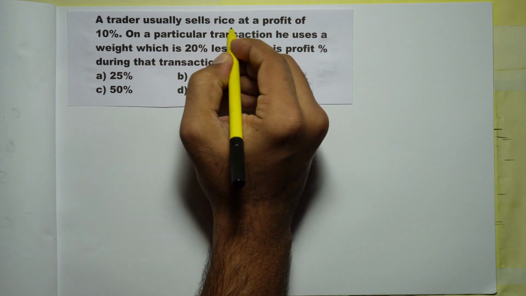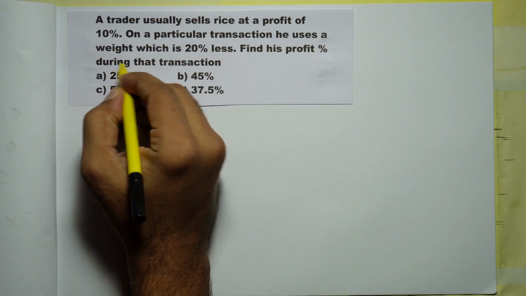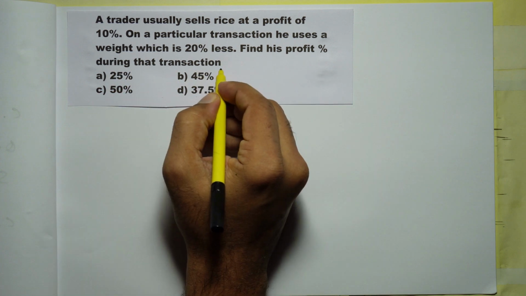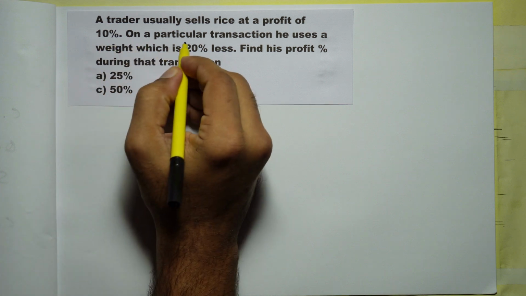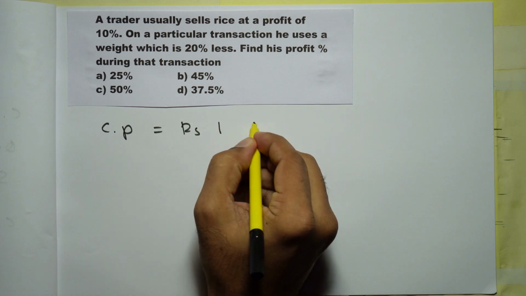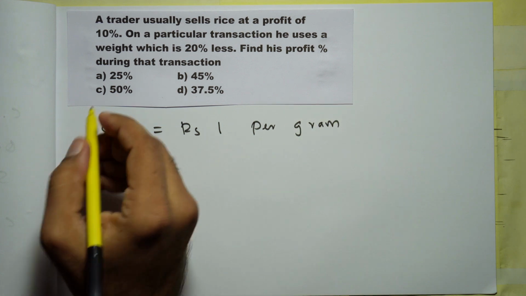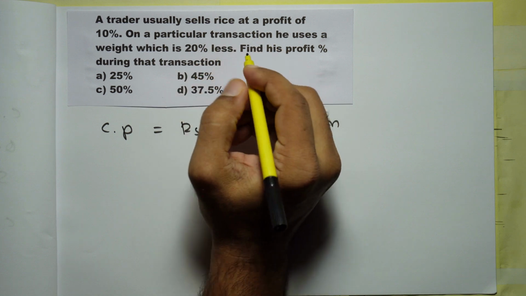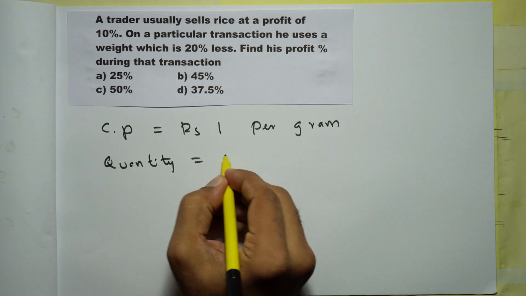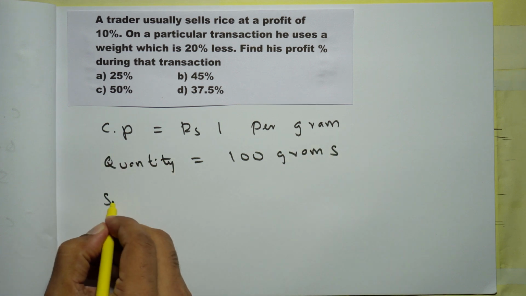A trader usually sells rice at a profit of 10%. On a particular transaction, he uses a weight which is 20% less. Find his profit percentage during that transaction. First of all, we will assume a cost price for the rice. So we will assume that the cost price is 1 rupee per gram. Now next we will assume a value for the quantity of rice that he is selling. Assume that the quantity that he is selling is 100 grams. So then we will calculate the selling price.